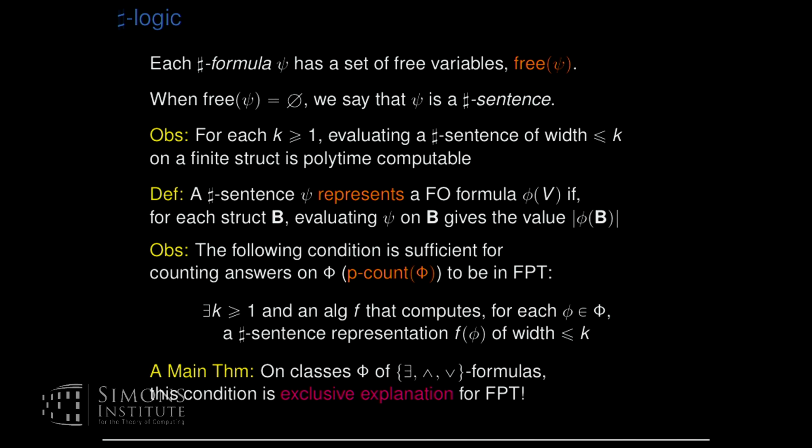Okay, so one of our main theorems is this. I showed this dichotomy theorem for existential positive formulas, and we proved that on these classes, this condition is the exclusive explanation for intractability in parameterized complexity. So if we have tractability at all, according to our dichotomy theorem, we have tractability via this sufficient condition. Or put differently, this sufficient condition is in fact necessary, at least for problems of this form.